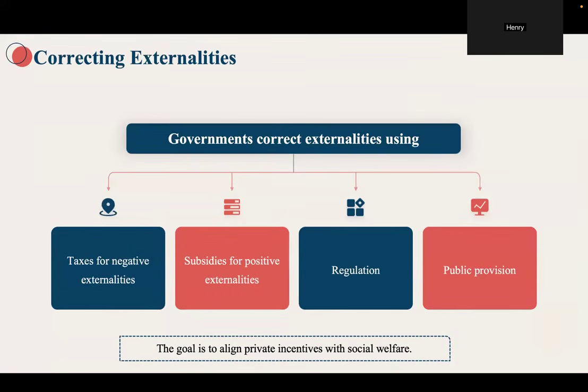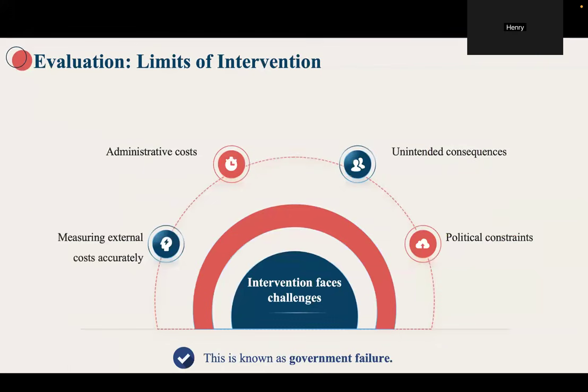The goal of government intervention is to align private incentives with social welfare. Governments can do this in many ways. One, taxes, used to reduce negative externalities. Two, subsidies, used to encourage positive externalities. Three, regulation, rules to limit harmful behavior. And four, public provision, direct provision of socially beneficial goods. These policies aim to correct market failure.